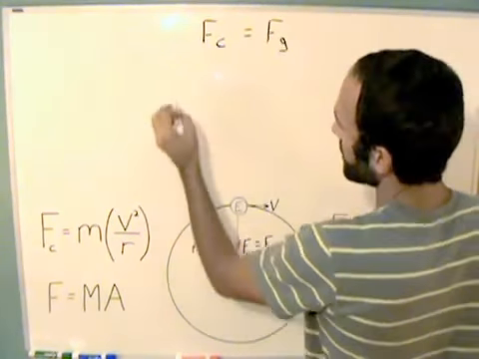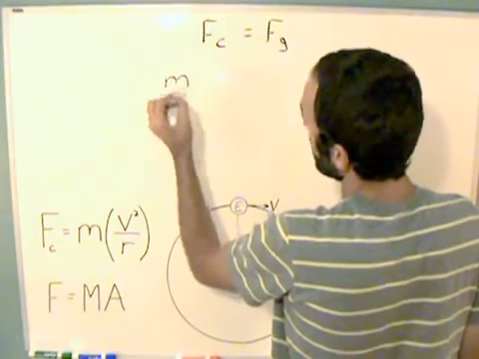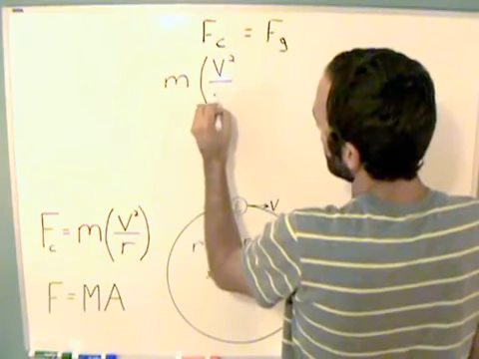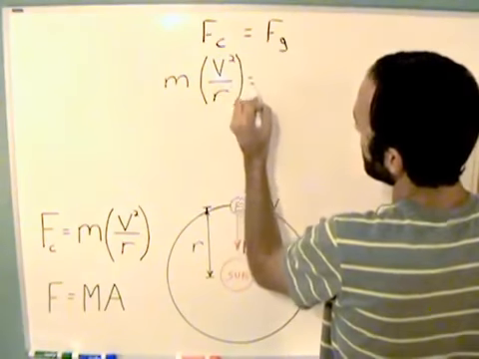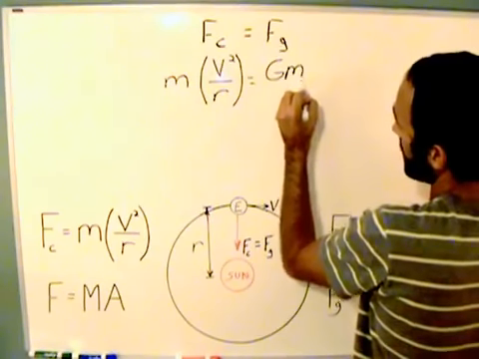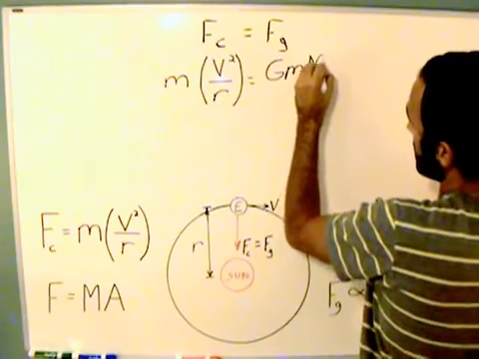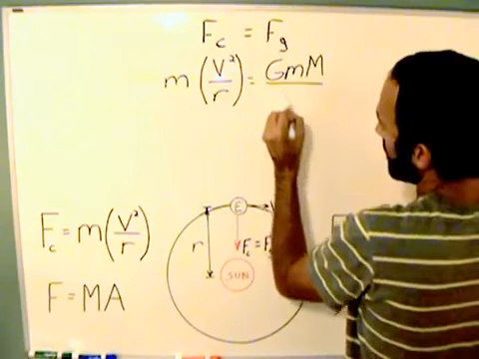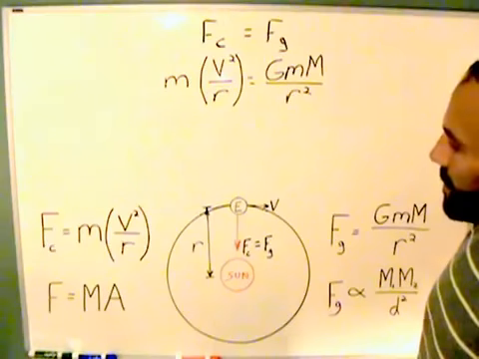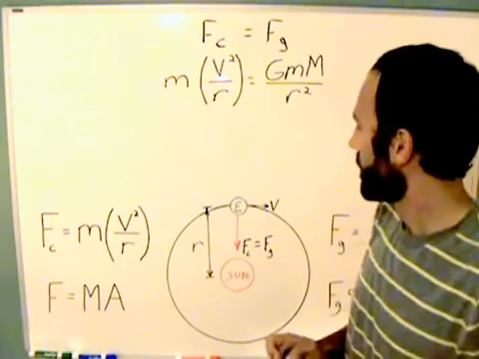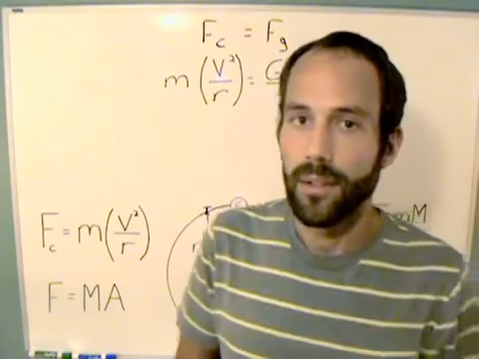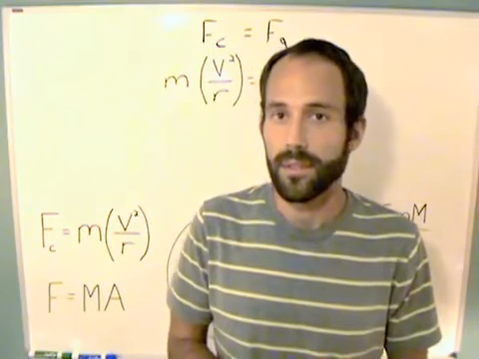This is m times v squared over r, which is equal to big G, the gravitational constant, times the little m, which is the mass of Earth, times big M, which we're going to say is the mass of the Sun in this case, over r squared. Now, at the time, they were pretty sure they knew how far away the Earth was from the Sun. They used sextants and other devices to get a measurement.